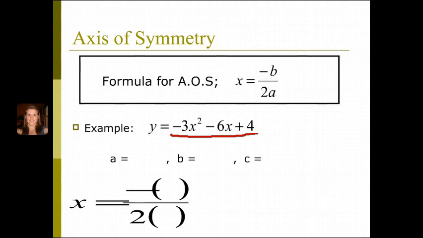So our a in this equation is negative 3, our b is negative 6, and our c is 4. So if we have negative b, the negative stays on the outside of the parentheses, but your b is also a negative term with negative 6. And then your a is negative 3, so it goes in the bottom set of parentheses. Well, a negative times a negative is a positive 6, and then 2 times negative 3 is negative 6, so you get that x equals negative 1. And this is going to continue on to the next slide.